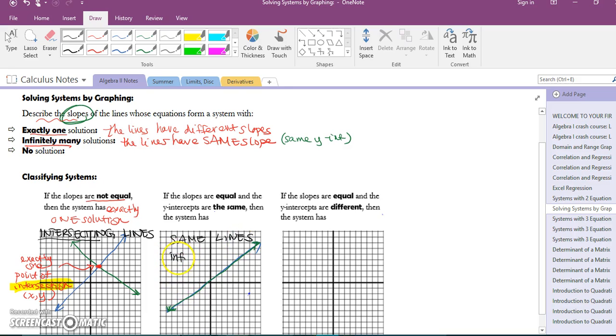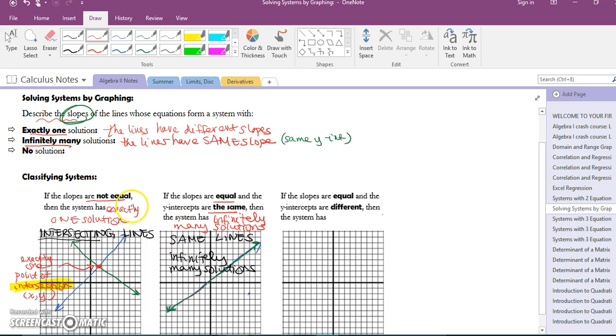And here there are infinitely many solutions because of the same exact line. So if the slopes are equal and the y-intercepts are the same, they're also equal, then the solution has infinitely many solutions. And there's not just one point of intersection, every point on the line is a point of intersection.